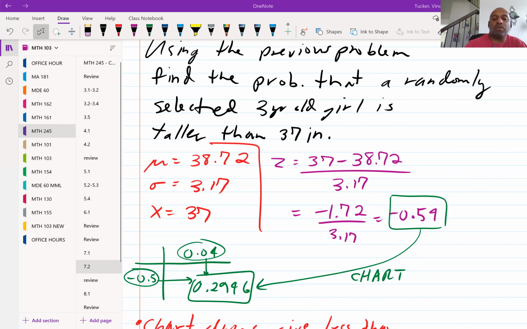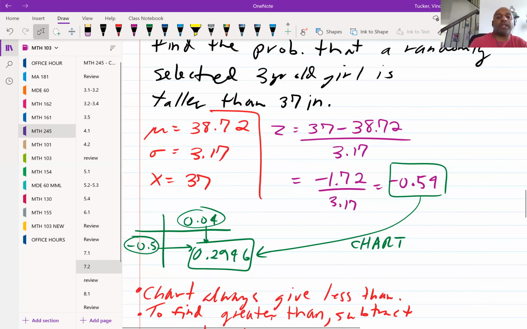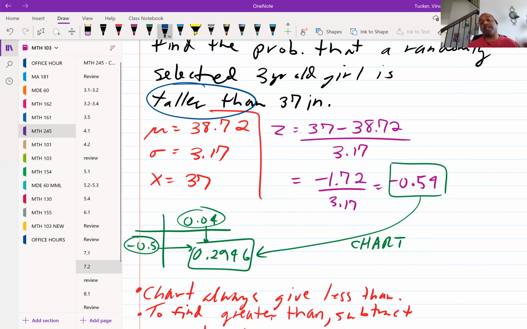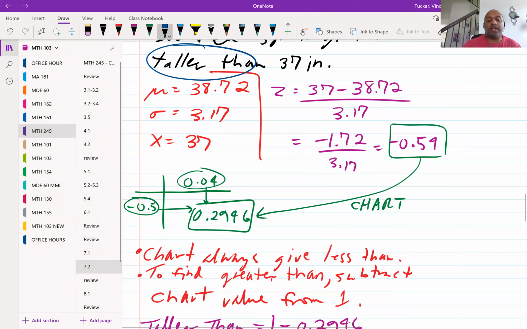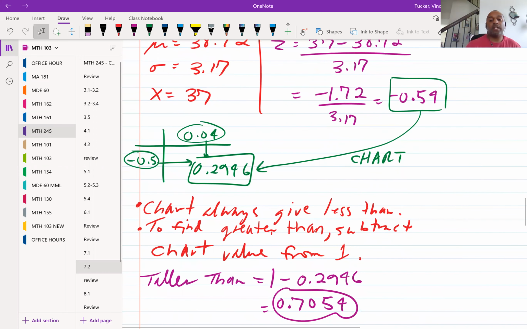All right, so chart always gives less than, but this time we want taller than, or in other words, greater than. So remember I said there will be key phrases that will let you know what you're dealing with, less than versus greater than. If it says shorter, then we'll be looking at less than. But here we talk about taller, then we're looking at greater than. So that means we're going to subtract the chart value from 1. Notice we're doing this with the chart value, not the z-score. The chart value is what we pull from the inside of the chart. So we're not subtracting the z-score from 1, but the chart value. And that'll give us 0.7054.